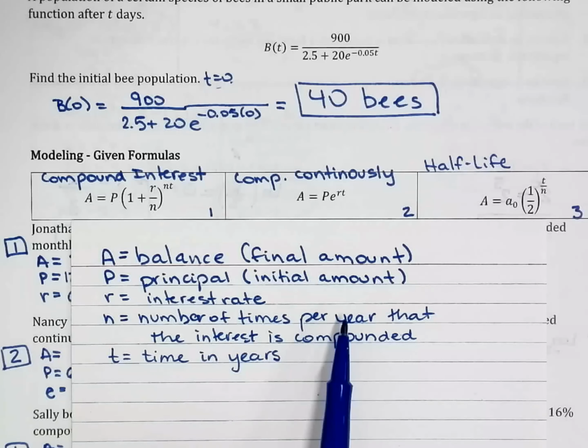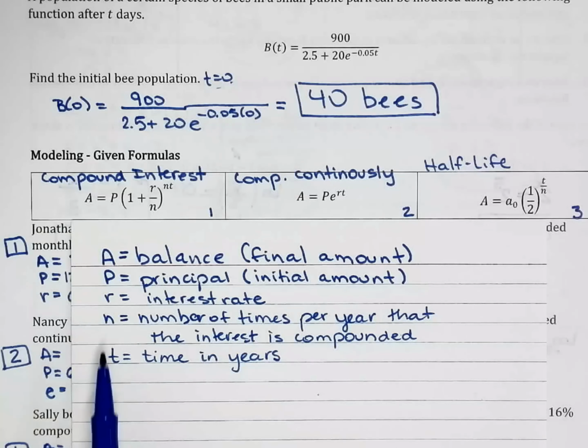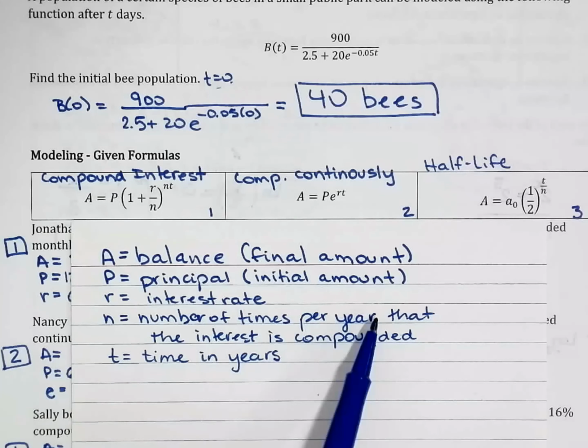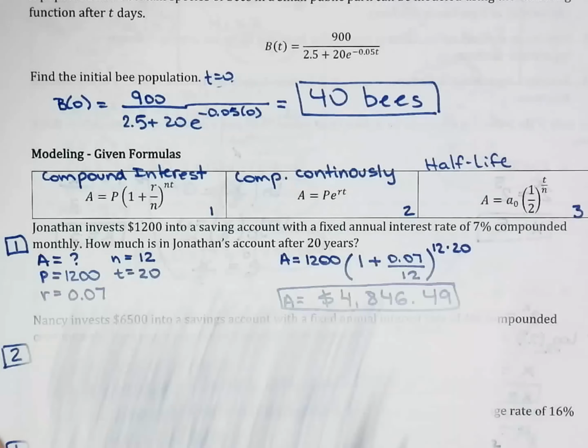Sometimes it will give you the number of times it's compounded differently. So then you have to think about how many times that would be in a year. And t is time in years, same thing. So if they give you the number of days, then you have to change that in terms of years. So just be careful with the units right there between the number of times per year and time in years.